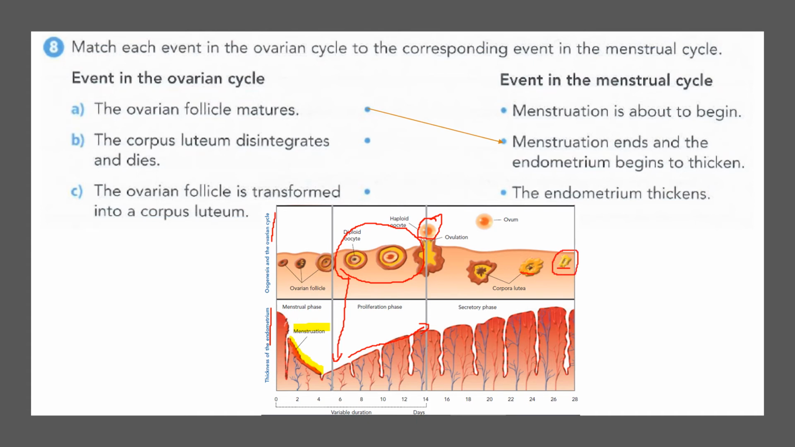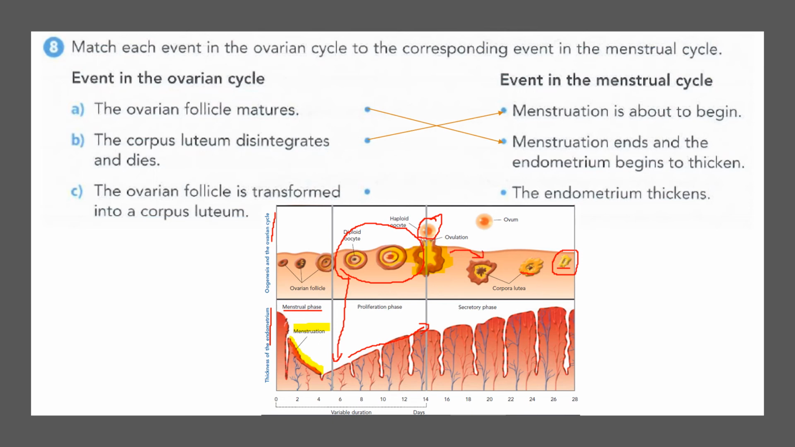So I come back here. I start the menstrual phase. So when the corpus luteum disintegrates and dies, menstruation is about to begin. Okay? And the other one, the ovarian follicle is transformed into a corpus luteum. So when the ovarian follicle, I'm going to put it, so this part here, is transformed into a corpus luteum.